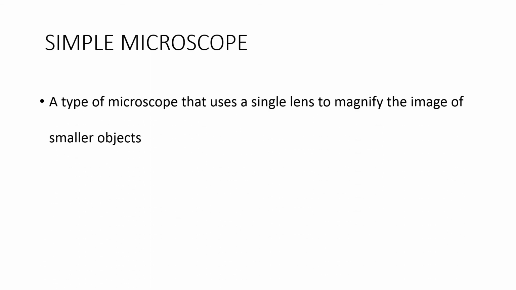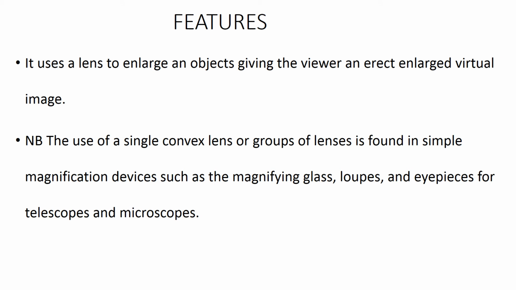A simple microscope is a type of microscope that uses a single lens to magnify the image of the object. So when you say a simple microscope, we mean the microscope that uses a single lens. Usually these are the features of the image: the image is erect, enlarged, and also virtual. This is as a result of the fact that it uses a convex lens.